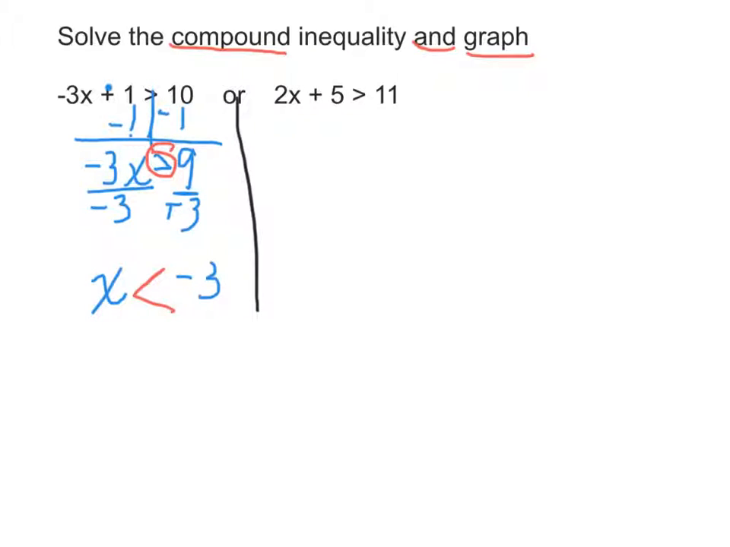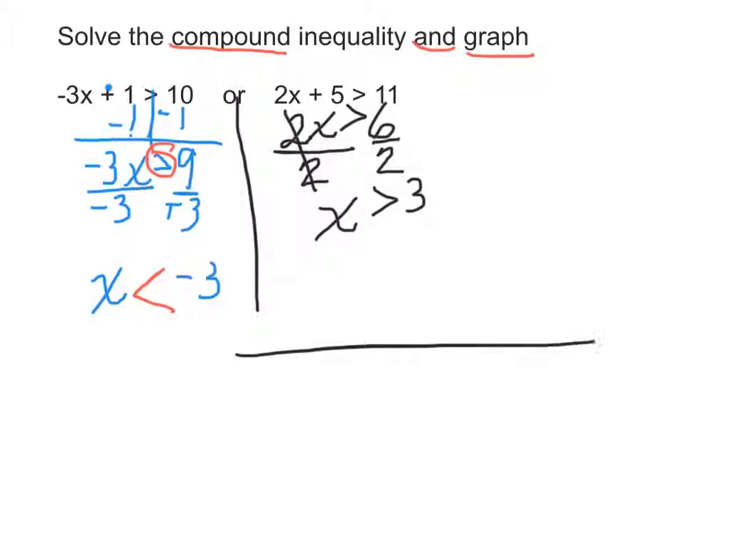I have 2x plus 5, so I'm going to do 2x. I'm going to subtract 5 from both sides. That's going to give me 2x is greater than 6. I'm going to divide both sides by 2. In this case, I'm dividing by a positive number, so I don't need to switch my sign. And this one gives me that x is greater than 3. So x is less than -3, and x is greater than positive 3.